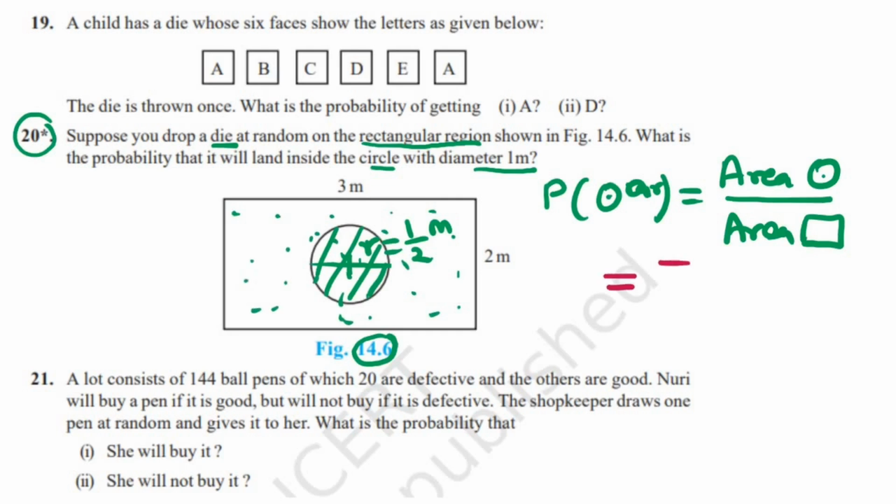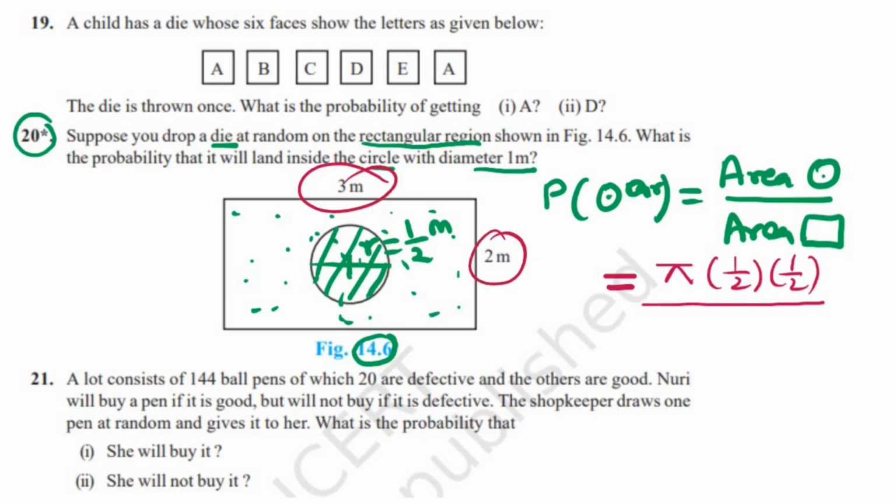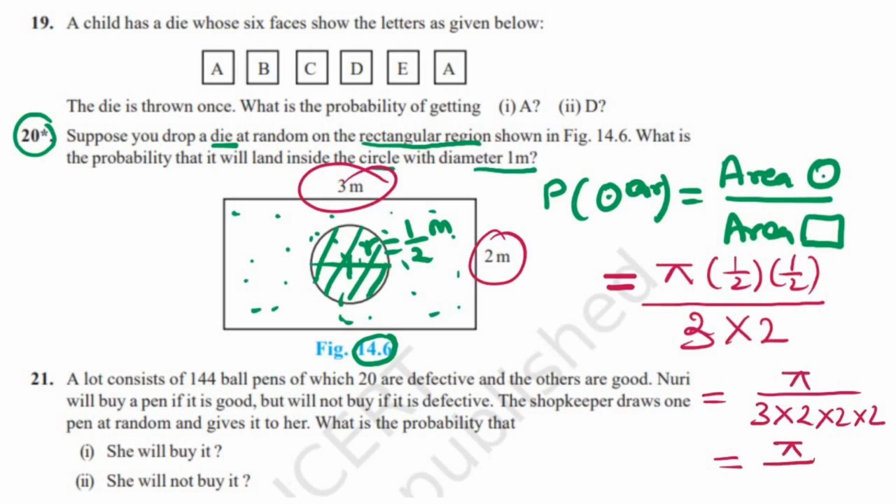The area of the circle is pi r square. So pi times 1 by 2 times 1 by 2, and area of rectangle is length into breadth. So length is 3 meters and breadth is 2 meters. So 3 into 2. Since pi value is not mentioned, we can write the probability as pi upon 8 3s 24. So pi upon 24 is the probability that the dice will fall into the circular region.